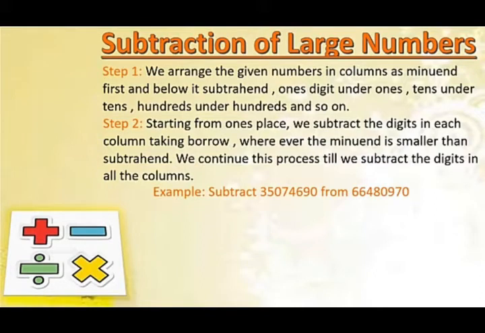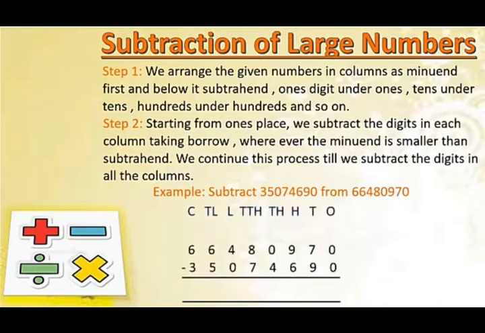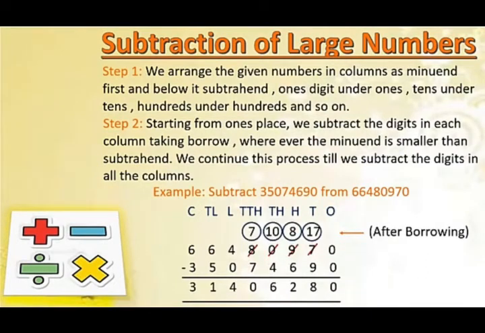So while reading the question, see whether minus sign or from is used in our question. In our question, from word is used. That means the second number is the larger number and will be arranged first. After arranging the numbers in columns, let us start subtracting from ones place. After subtracting, we will get the difference is 3 crore 14 lakh 6,280.